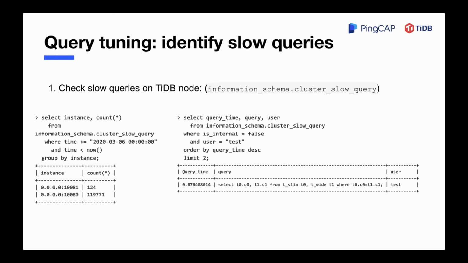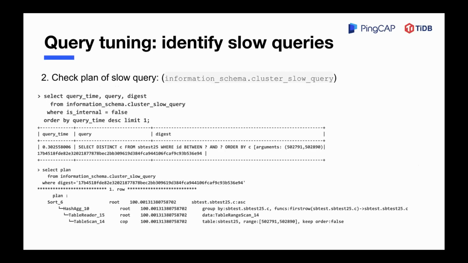Okay, so this is the slow query. We have this view, which we call slow query. You can select from this slow query view to find how many slow queries are on each TiDB server and what the actual slow query is. By doing this, you can find the troublemaker. And if you want to drill in deeper, you can find the actual plan for each slow query. That's also very important.